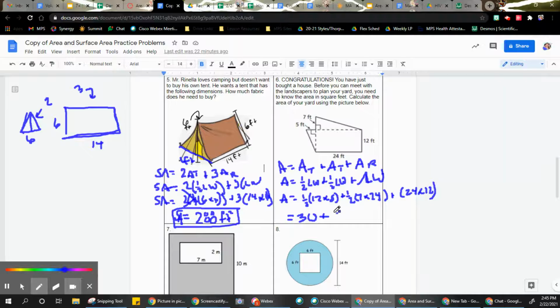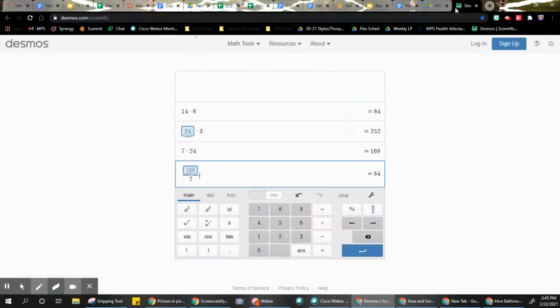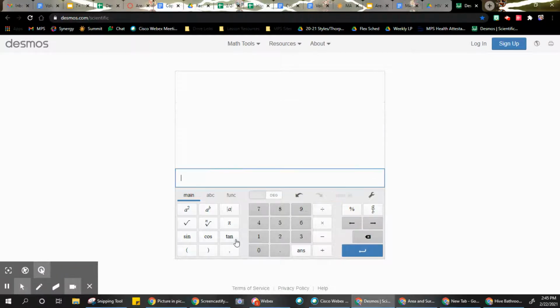So then that gives me 84 plus, I need to do 24 times 12. I'm going to hit clear all, and I'm going to do 24 times 12, which is 288. So now I just need to add them all up. So that's 288 plus our 30.